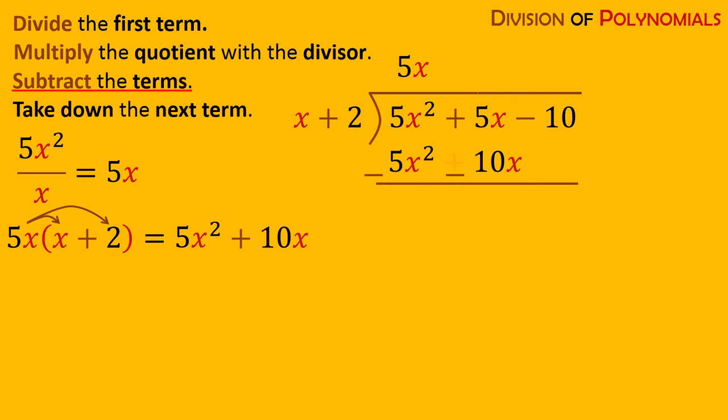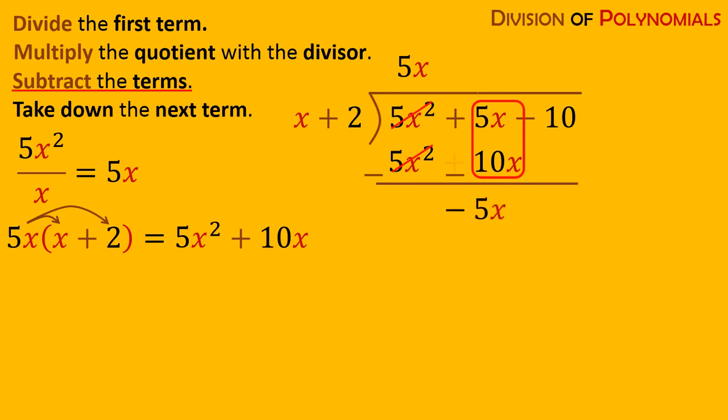Now we are going to combine the like terms. Like terms are the terms with same variable and same exponents. So here we have the exact same like terms with opposite sign. We have plus 5x squared and negative 5x squared. So they have been cancelled out with each other. Now moving to the next like terms, which are 5x minus 10x. So here they have got different signs, so we have to perform the subtraction.